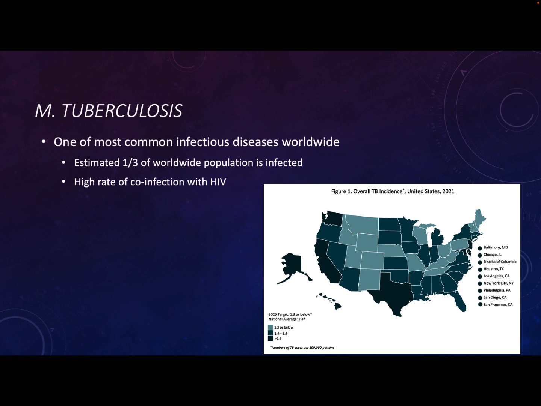The states that are the darkest and the cities that are the darkest, so all of those major cities, Baltimore, Chicago, DC, Houston, LA, New York, Philadelphia, San Diego, San Francisco, states like New Jersey, Washington, Alaska, Hawaii, California, Texas are all higher than that. So those states are all higher than the national average. The states in the second darkest color are below the national average, but higher than the target. The target is by 2025, the CDC wants to see 1.3 people or fewer out of 100,000 having the infection.